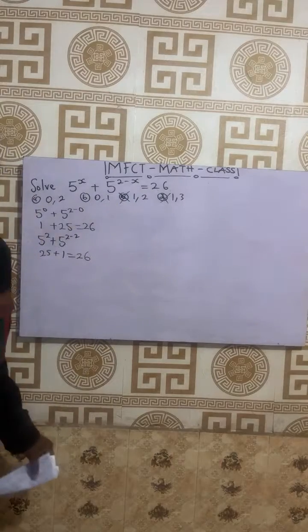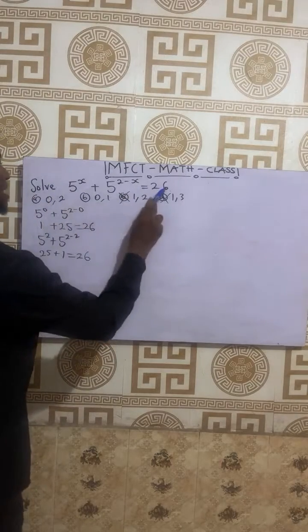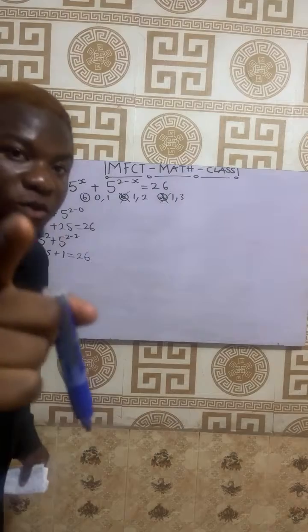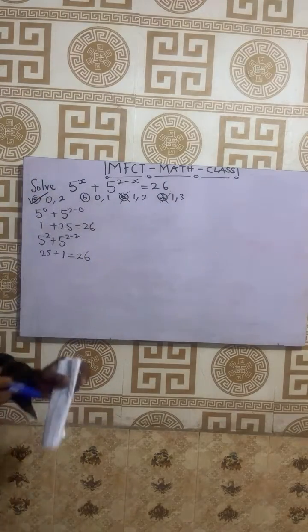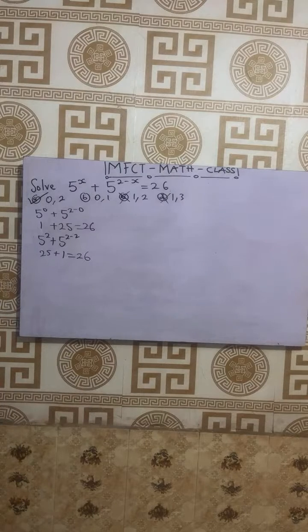If I also represent x as 2, I will get this. Then this simply means that the right value for x is option A, which is 0 and 2. So that is how you can use the trick in solving questions, even without having the calculator or the long step.